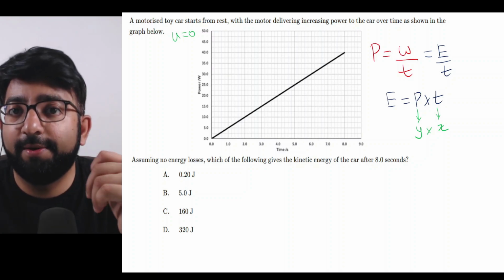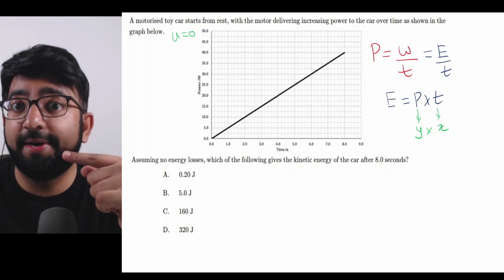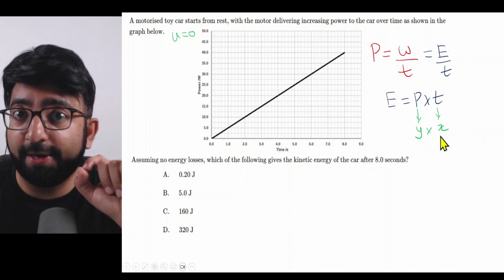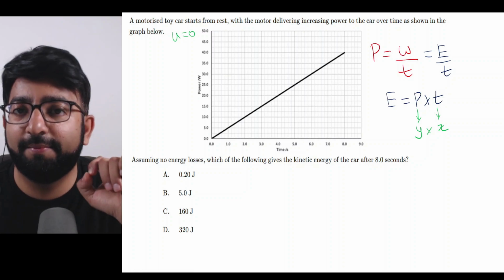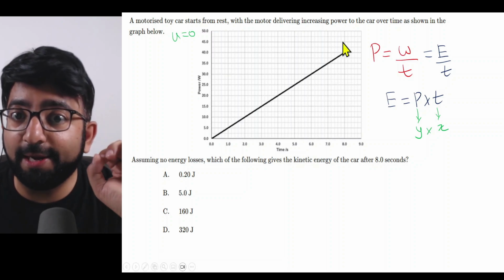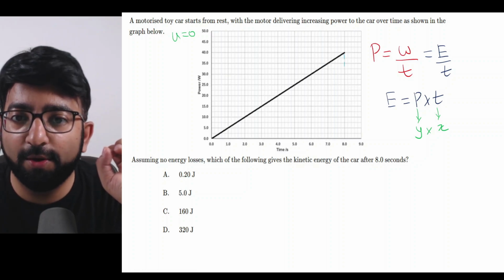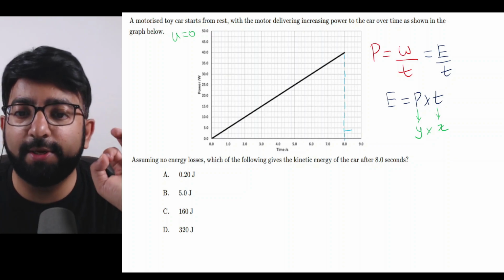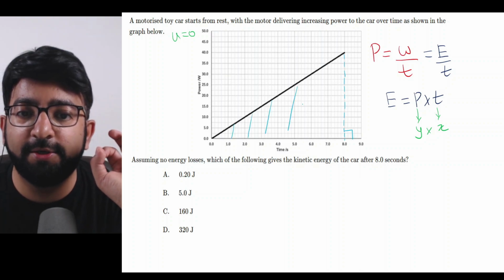But in another question, let's say we were able to deduce y divided by x. So division. Whenever division exists, then we do gradient. Now, in this case, it is multiplication of the x and y axis. So we will find the area under the graph. And how do we do that? We go to the end point of this graph, and we draw a dotted line perpendicular to the time axis, which in this case is the x-axis. Then we have to figure out the area of this entire shaded region.